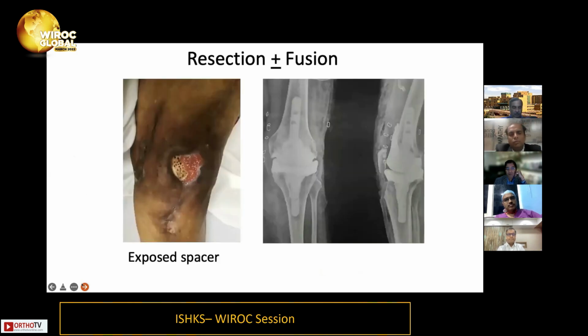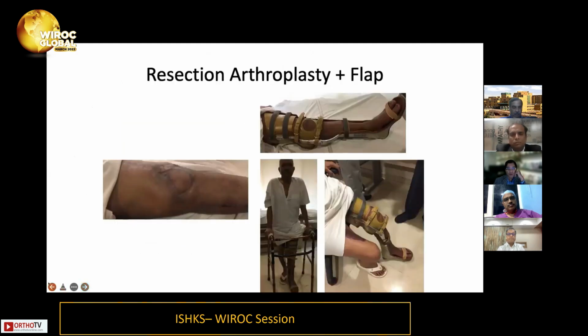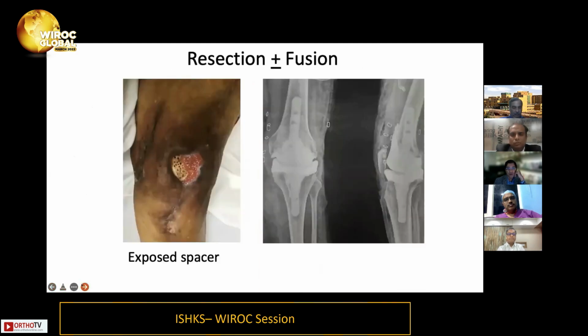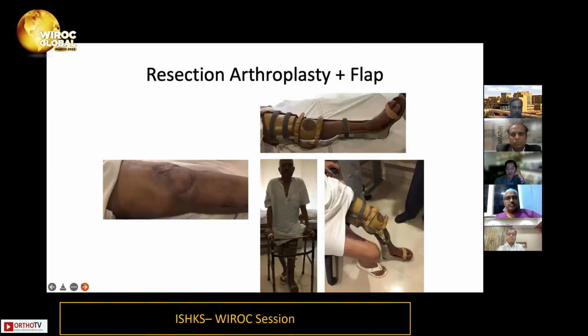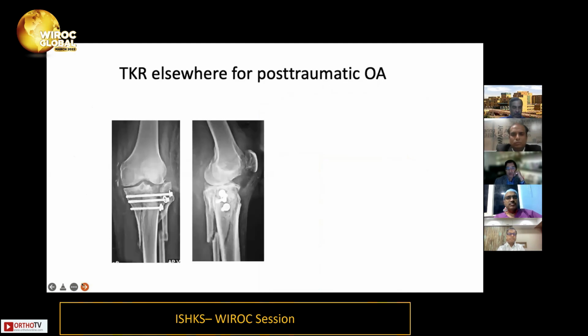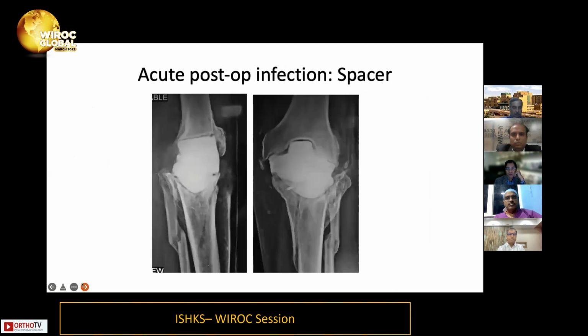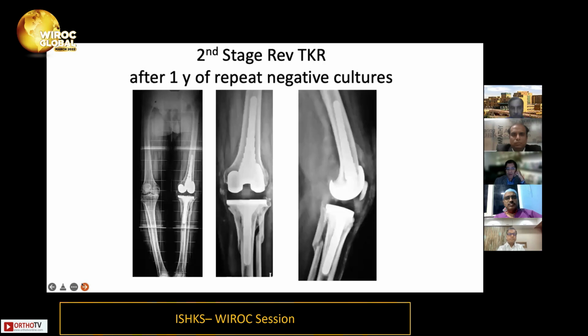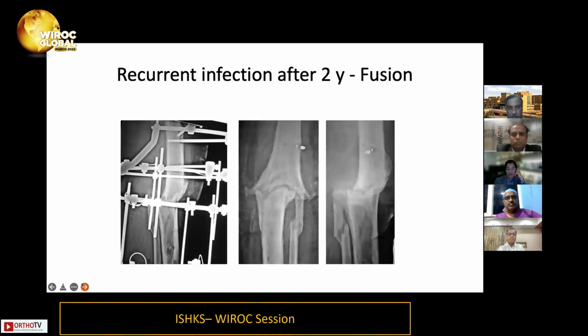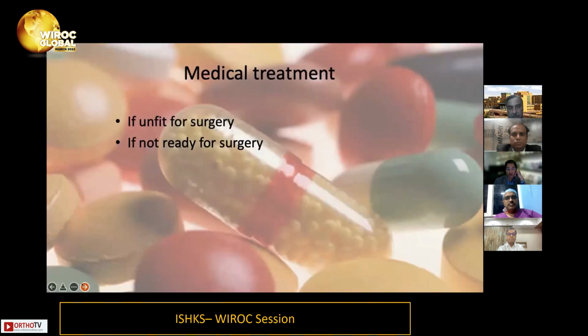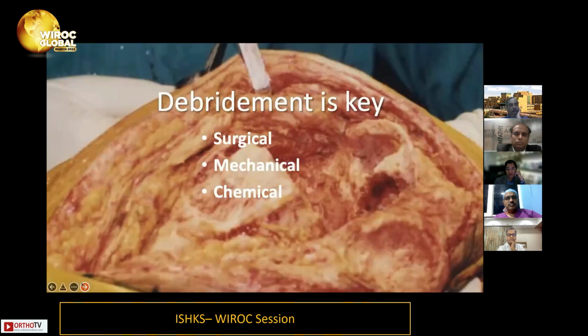Remember, they may need flap coverage. This was a patient who presented with an exposed spacer. You can see multiple scars, a resection arthroplasty with a plastic surgery flap, and a hinged knee brace. This patient had a total knee elsewhere for post-traumatic arthritis. Somebody had put in this fixed spacer for infection. And after 1 year of repeat negative cultures, we did a 2-stage revision total knee replacement. Unfortunately, still developed recurrent infection, and after 2 years a fusion was performed. And the last option is medical treatment if patients are unfit or not ready for surgery.